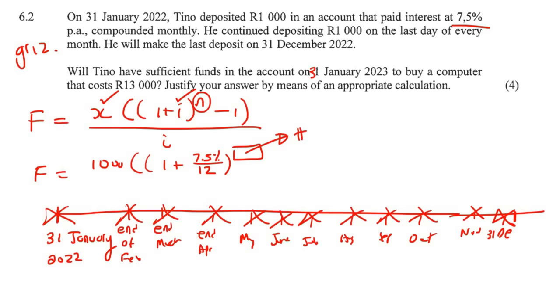So how many payments is this guy making? Well, we said 12 minus 1. And then 7.5% over 12. Okay, go ahead, type that all in and let's see what we get. If you use the percentage like the way I've written it, then you must put the percentage on the calculator.